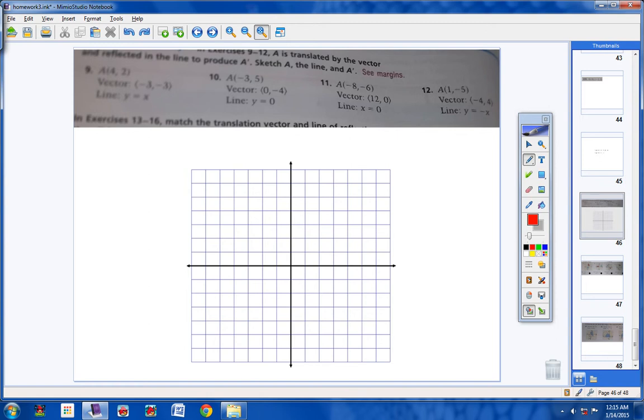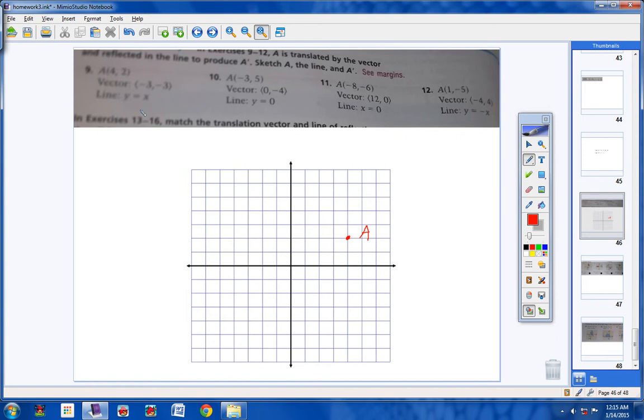Alright guys, if you'll look in your book at numbers 9 through 12, the directions say to take point A, and it's going to be translated by the vector and then reflected in the given line to produce A prime. Sketch A and then sketch A prime. So here we go. First of all, A is right here, 4, 2. So 1, 2, 3, 4, and then positive 2. So there's A right there.